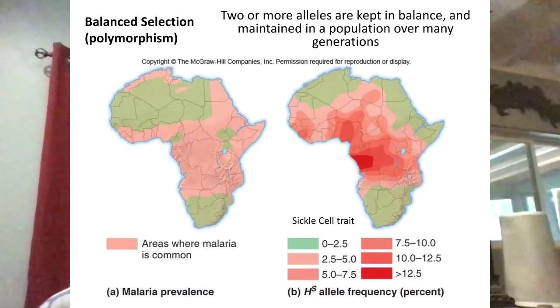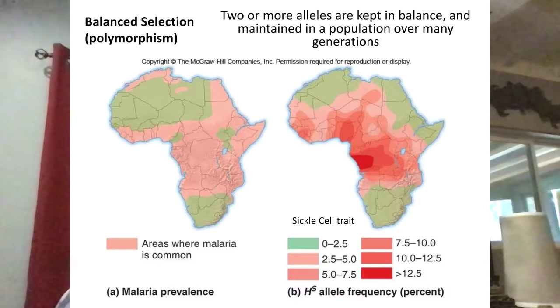And so basically what we might consider the weaker gene or the less fit gene is not always eliminated out of the population, because in some instances it does confer a benefit in the environment. So what ends up happening is that two or more alleles end up being kept in balance with one another and maintained in the population over many generations. An example of that is something that evolved due to the incidence of malaria.